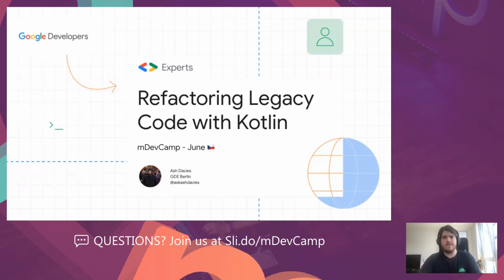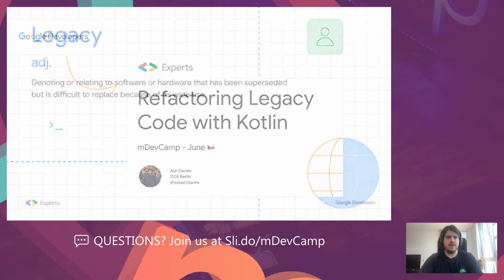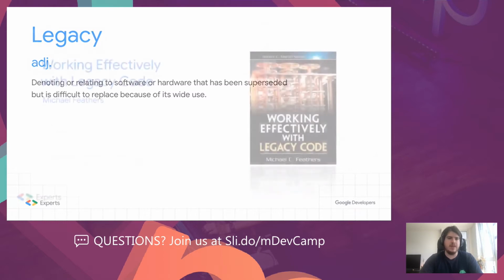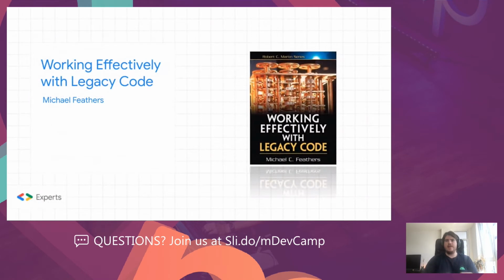So let's reflect on what legacy code is. The definition of legacy code is, of course, software or hardware that has been superseded, but it is difficult to replace because of its wide use. This reminds me of a definition from the book on working effectively with legacy code from Michael Feathers, where he defines legacy code as code without tests.